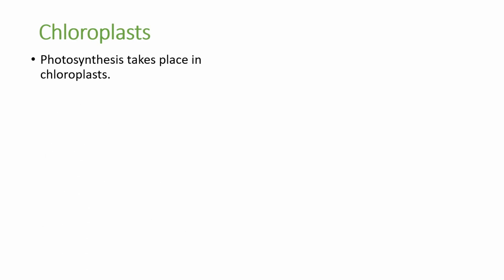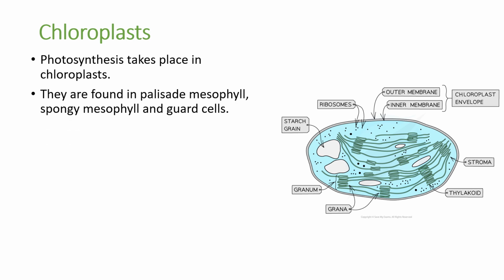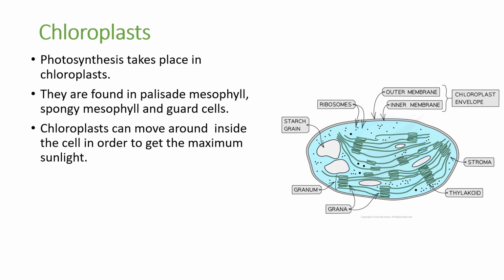Chloroplasts. Photosynthesis takes place in chloroplasts. You can see the diagram of the chloroplast. They are found in palisade mesophyll cells, spongy mesophyll cells, and guard cells.